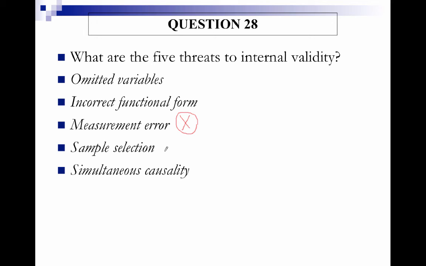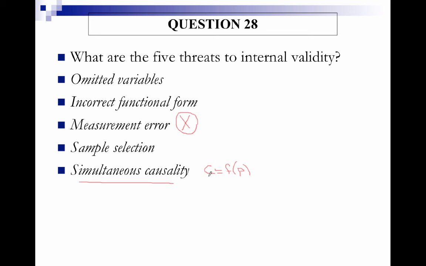Now the last threat to internal validity is simultaneous causality. And this will also bias your coefficients. And we had several examples of this. For example, if you have crime as the dependent variable, as a function of police expenditures, you would expect, if police expenditures were completely independent, that as they go up, crime would go down. But we don't necessarily see that, right?